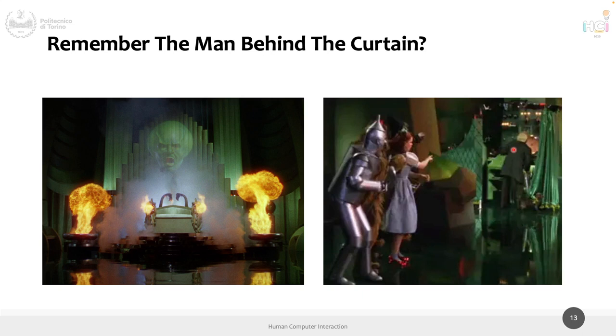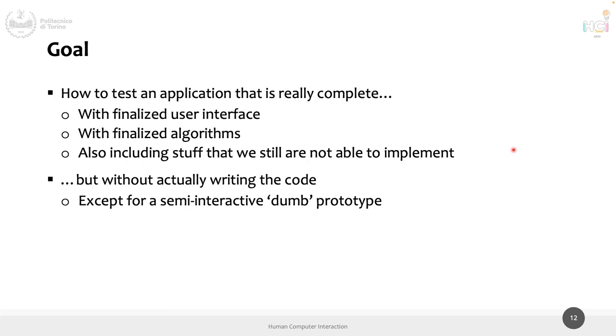You can realize something that is in a way unrealistic because you have a person that knows how to do it behind the scenes, without telling that there is a person behind the scenes. So the goal of Wizard of Oz is testing and showing an application that has a finalized user interface, with very complicated algorithms and stuff that we are not able to implement or don't want to implement over a long time, without actually writing anything to make those things that we are not able to do in practice, except for the user interface and some basic algorithms.